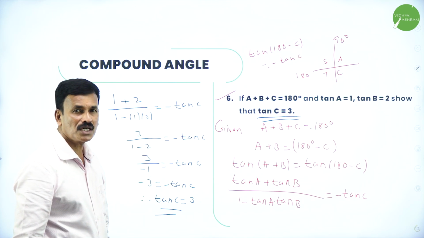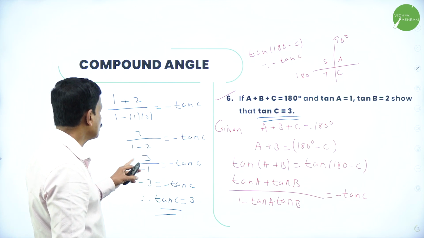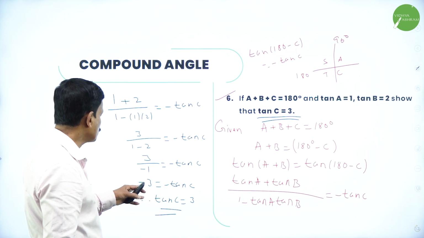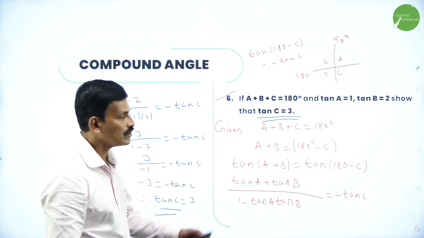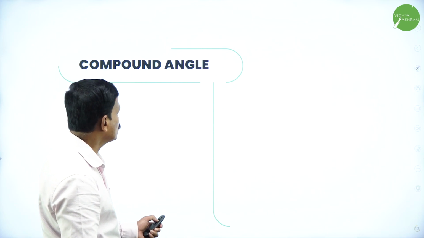Just substitute the value of tan a and tan b. 1 plus 2 is 3, divided by 1 minus 2 is minus 1. 3 by minus 1 is minus 3. Minus 1 gets cancelled. Tan c is equal to plus 3, which is the required answer. Hope you followed. Now move on to the next problem.